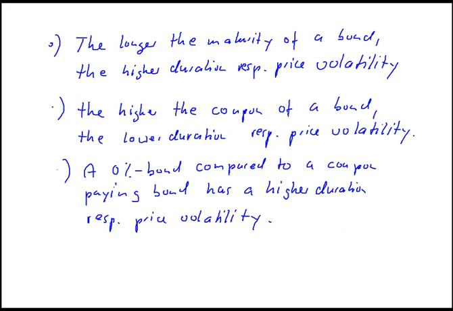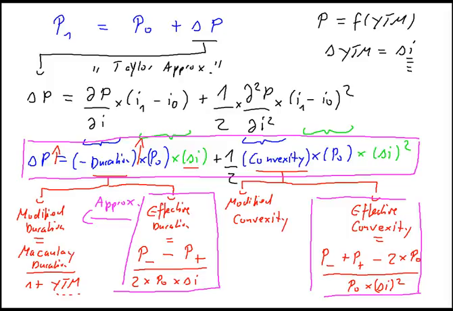Go back here to show that the first term of the Taylor approximation function is here. So minus duration times the price of the bond before the change in the level of interest rates times the change in the level of interest rates.